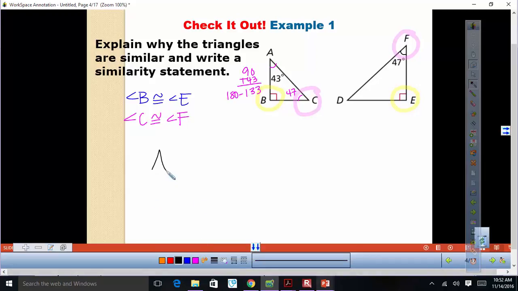So I would write triangle. And how do we want to write the order of this? ABC? ABC is similar to, so we went 43, 90, 47. So we'd have to do the same thing in the other triangle. See how A was 43, B was 90, C was 47? So which one would be 43 here? D, E, F. Very good. And we'd put by what? Angle, angle, similarity. Okay?